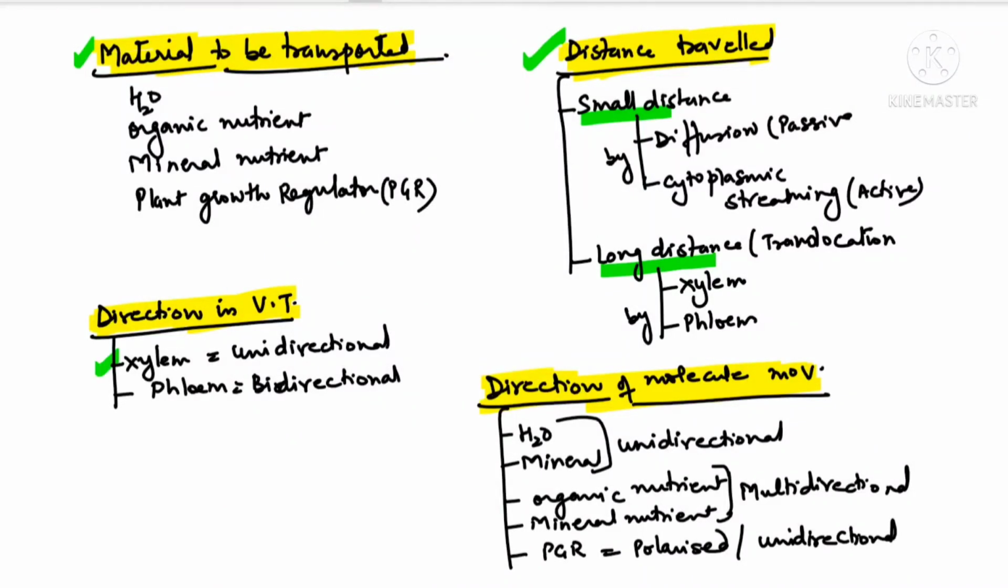In the xylem, it is unidirectional. In the phloem, it is bidirectional. And direction of the molecules' movement: water and mineral, it is unidirectional. Organic and mineral nutrient, it is multidirectional. And for PGR, it is polarized or unidirectional. So I think if you take a screenshot and make a note of it, you will be able to solve all the questions from this area which they are asking.